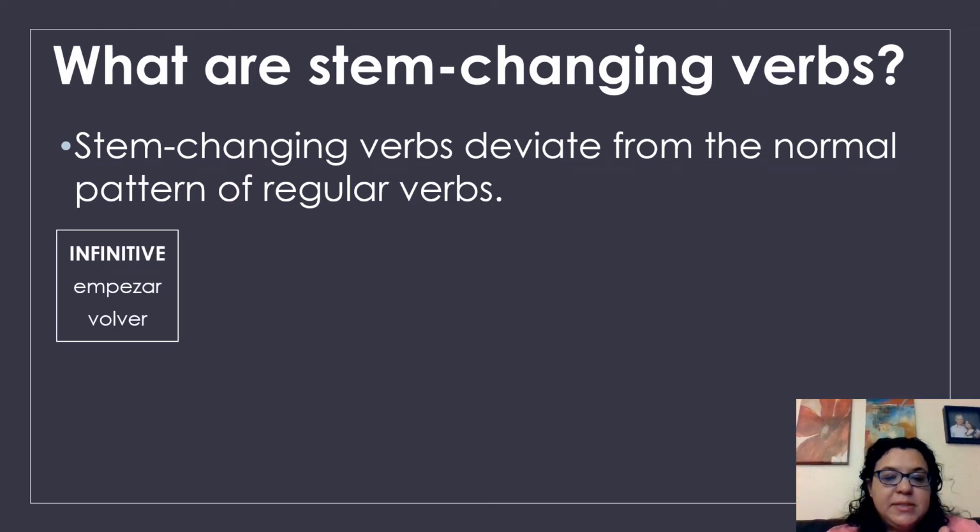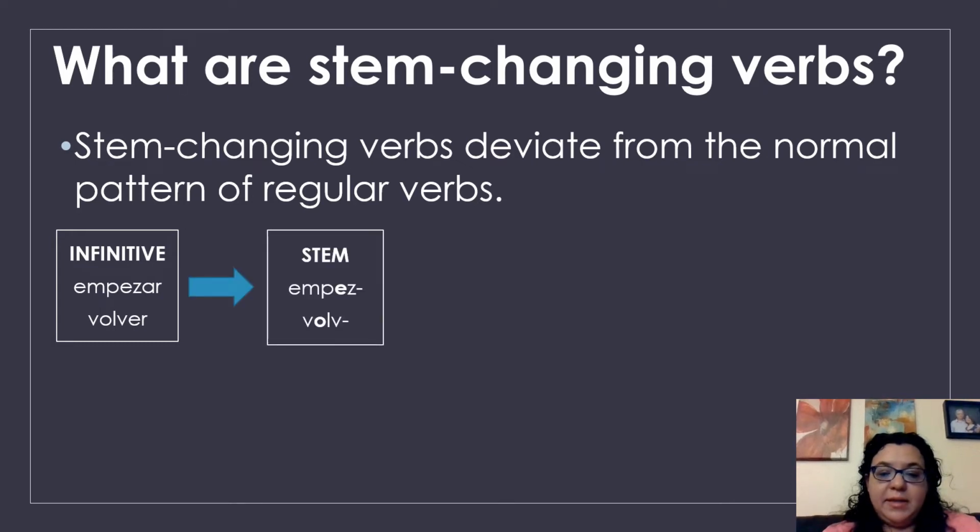We have empezar and volver. So when we conjugate these two verbs, these are stem changing verbs. Now, just like the name says, stem changing, that means that there's going to be a change in the stem. So the first thing we're going to do is drop the ending, right? So we drop the ending and we're left with that part of the stem. Now notice those highlighted vowels. Those are the ones that are going to do a stem change.